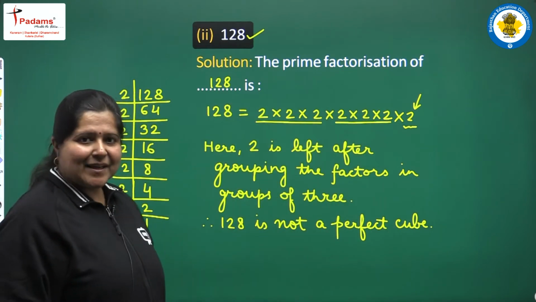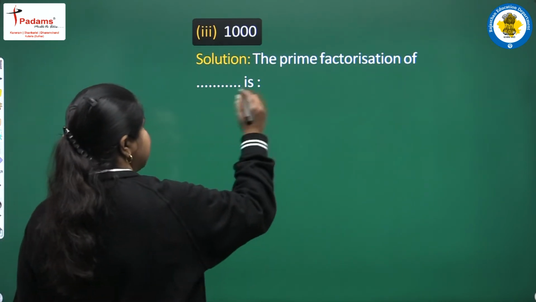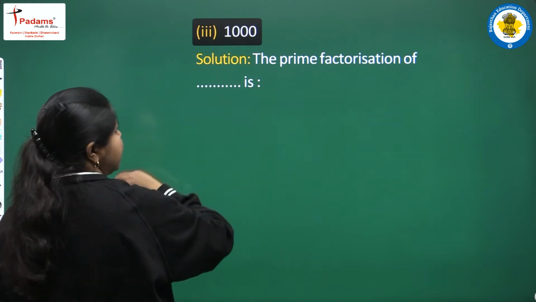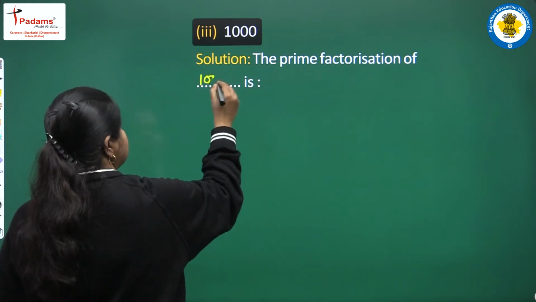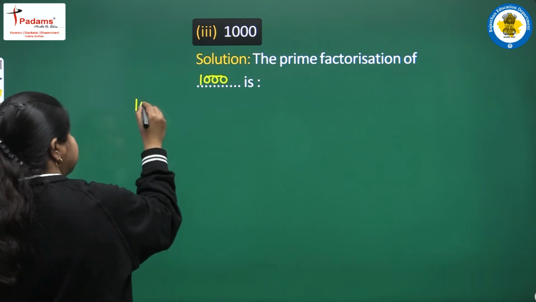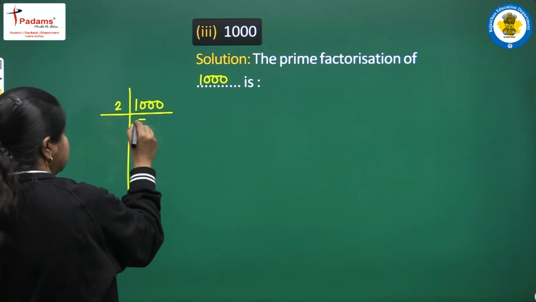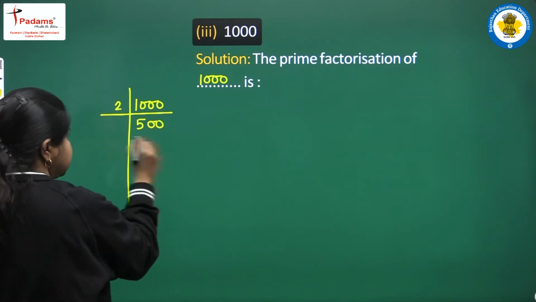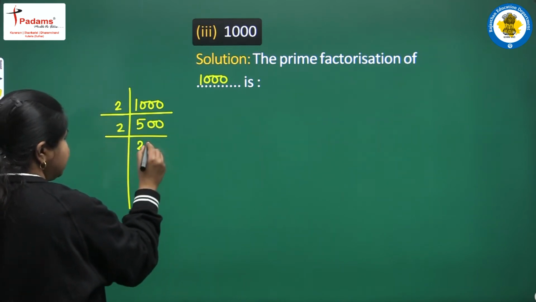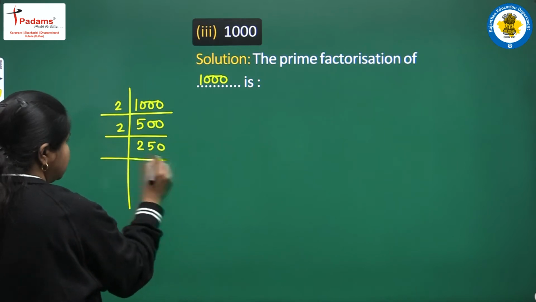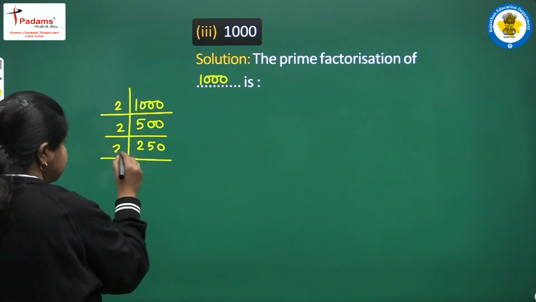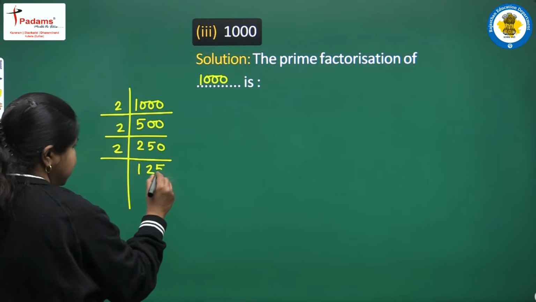We take the next number, it's 1000. Again we begin by finding the prime factorization of 1000. Write down the number, draw these lines, dividing by 2. 2 5s are 10 and 2 zeros, again by 2, 2 2s are 4, 5s are 10 and 0, again by 2, 2 1s are 2, 2 2s are 4, 5 times 10.